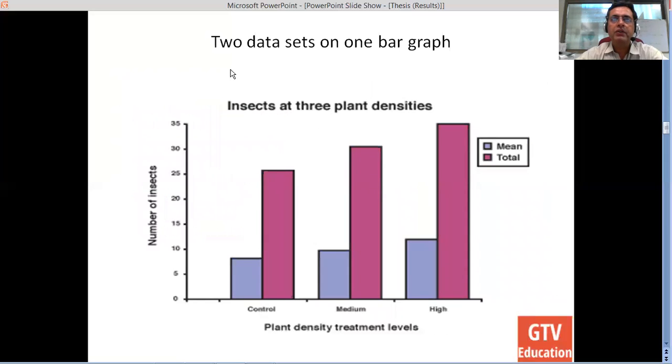If you have two data sets on one bar graph, again you can determine the number of insects for these three plant densities: high, medium, and control. You can again use the mean values or the total that you have. As I told you, you can use the means, the totals, or your raw data, whatever you have, in a bar graph, and that can give you meaningful information. It's very easy to understand when you look at the graph.